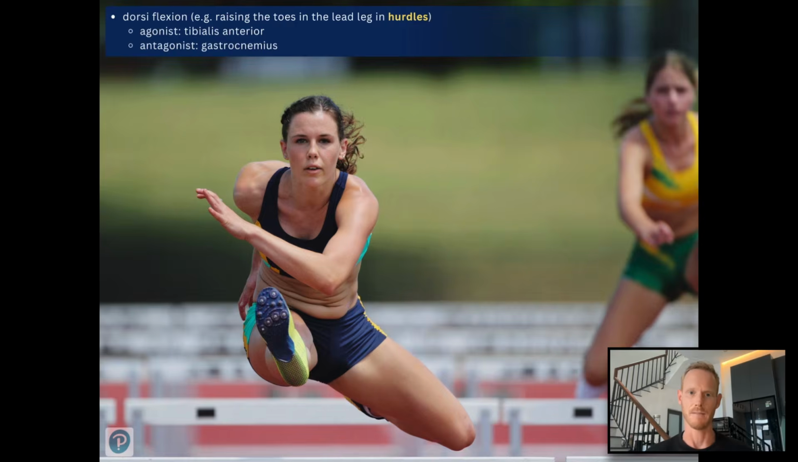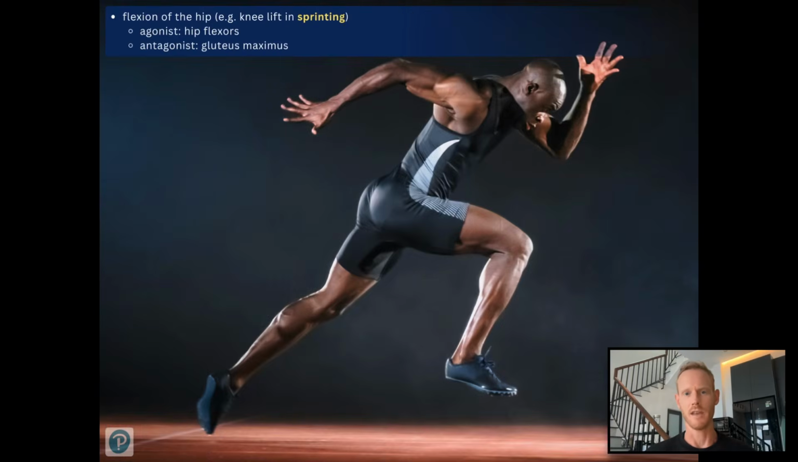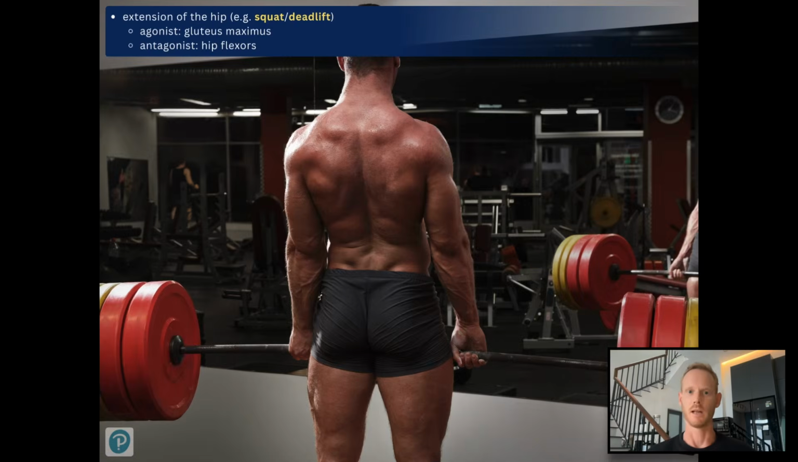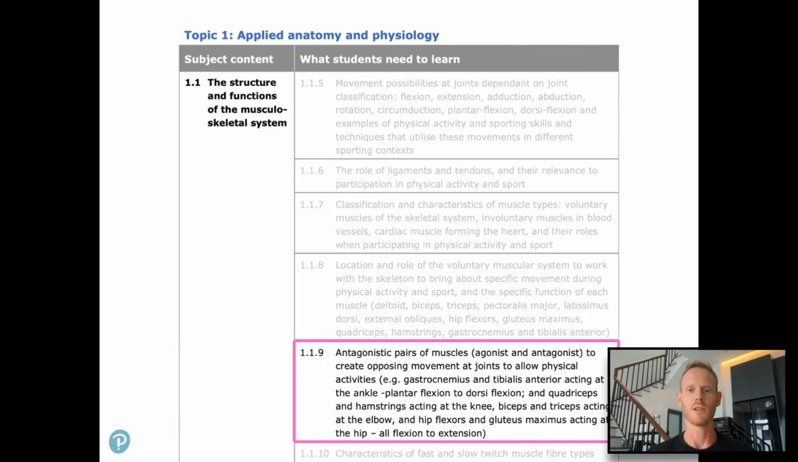gastrocnemius relaxes. Finally, to create flexion at the hip, for example raising the knee when sprinting, the hip flexors contract and the gluteus maximus relaxes. To extend the hip, for example during the upward phase of a squat, the gluteus maximus contracts and the hip flexors relax. Well done, you've just covered absolutely everything you need to know on antagonistic pairs.